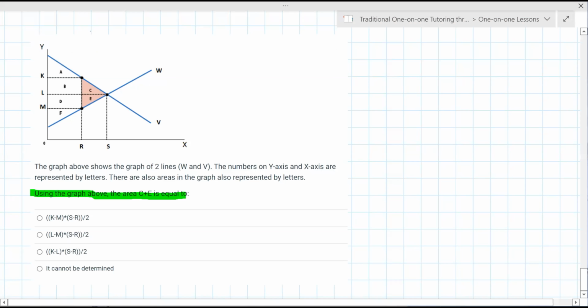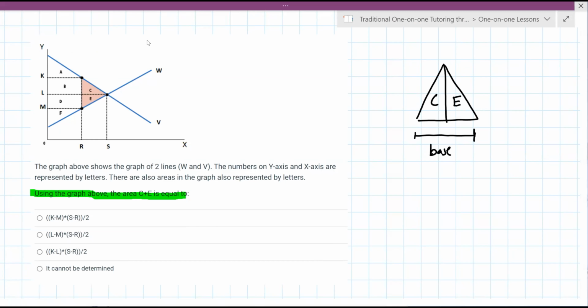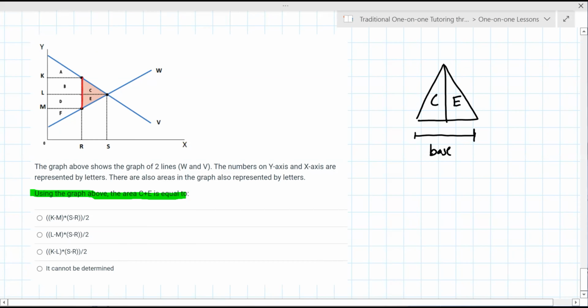Okay, so one of the ways to do it is to find the area, but the problem is they're using all these letters. So you have to interpret what this means. If we were to bump it up on its side, where this is C and this is E, this right here is the base of the triangle. So your base, I'm going to show it in red here. Your base is right here.